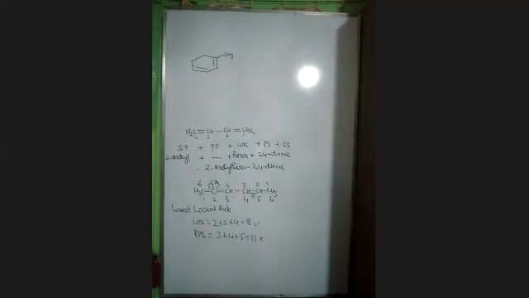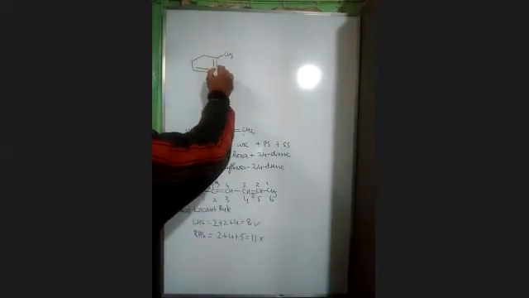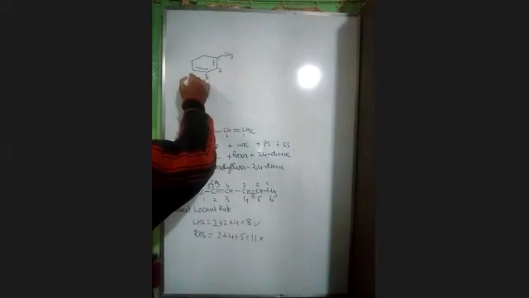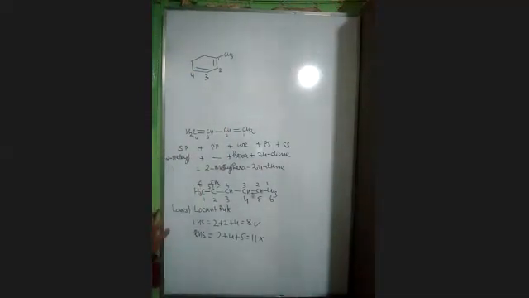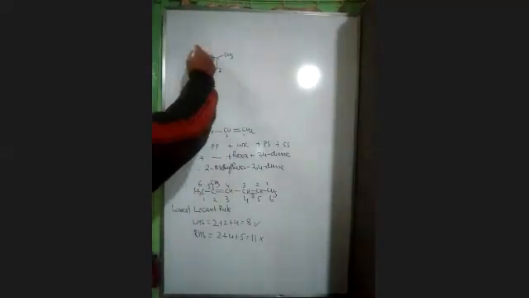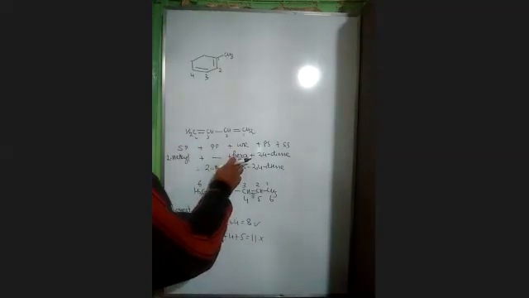Yes, sir. Numbering you have done from which carbon? From this or this? From the one that contains methyl. Good. So it is 1, 2, 3, 4. Okay. So it is 1-methyl. See, it contains 6 carbon. So hex.